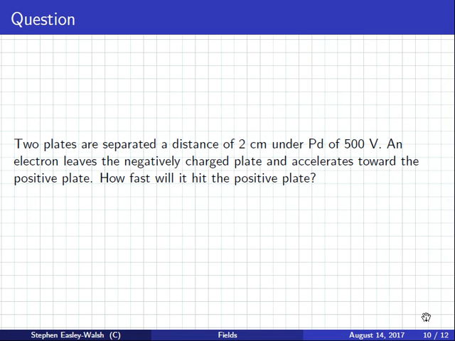Okay, here is a more interesting one. Again, I think you should be able to do this. You have 2 plates and they're separated by 2 centimeters, with 500 volts between them. An electron leaves the negatively charged plate on the top and accelerates towards the positive plate down the bottom. How fast will it hit the positive plate? The electron leaves the negative plate and fires down to the positive.